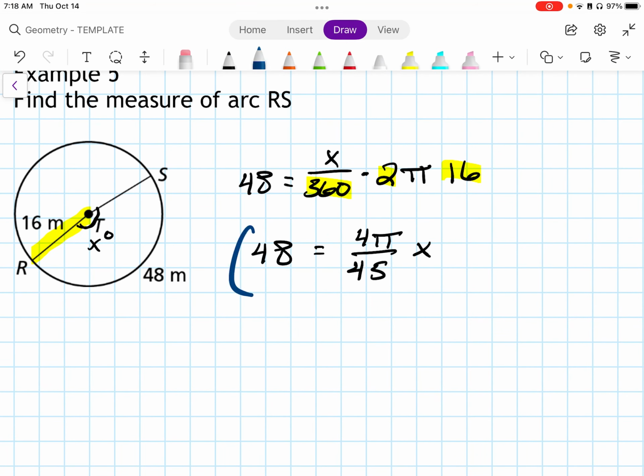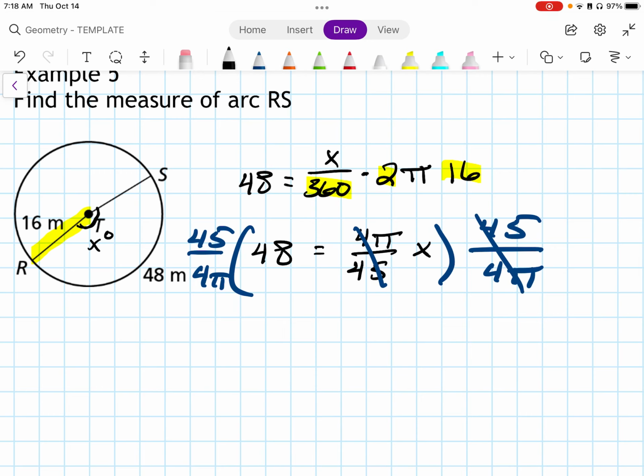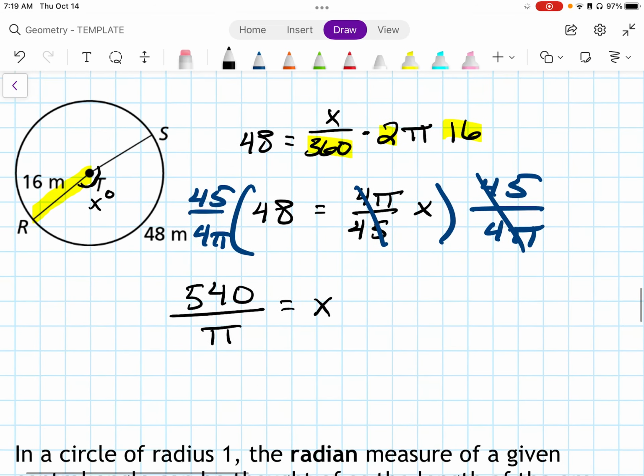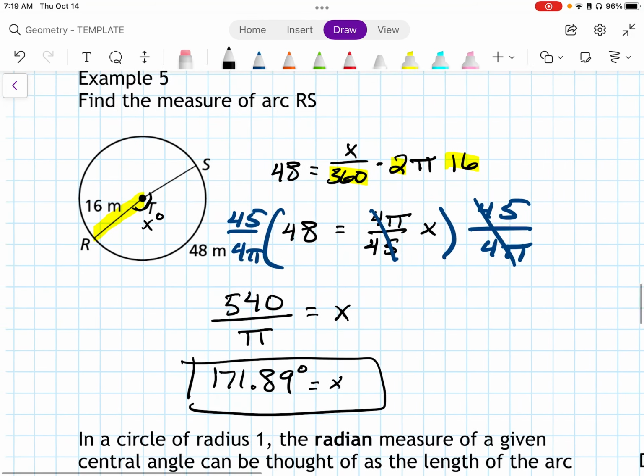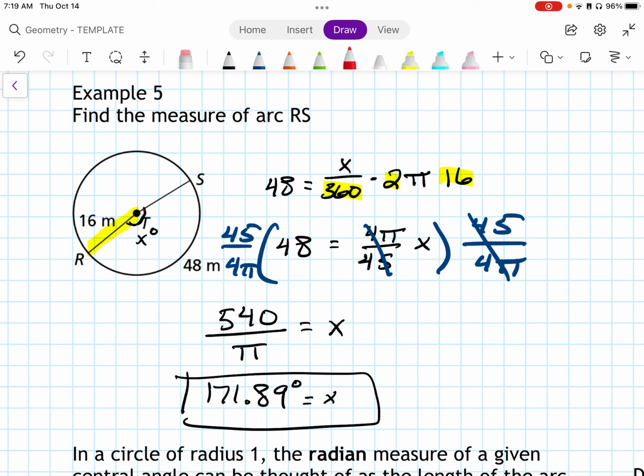Now, whenever I solve for x, I'll multiply by the reciprocal. That would be 45 over 4 pi. On the right side, those cancel. On the left, let's take 48 divided by 4. That'd give me 12. Times 45 would give me 540. So my exact answer would be 540 over pi. But if I want my decimal approximation, I could divide by pi there, and I would have 171.89 degrees. That seems about right, because we were talking at the very beginning that this does seem like almost a semicircle, but it's just barely a minor arc.